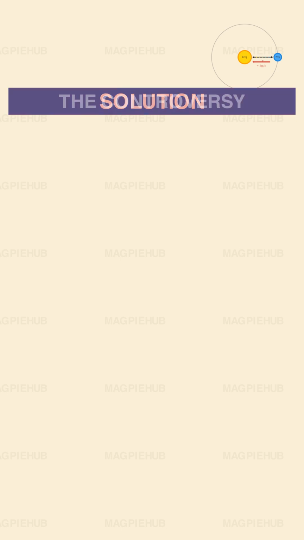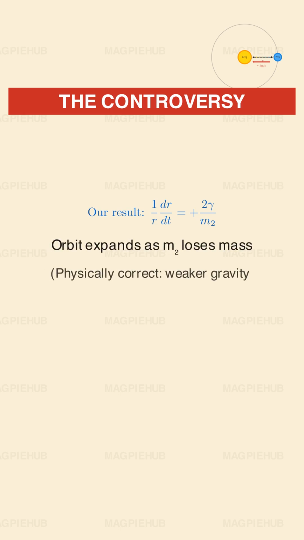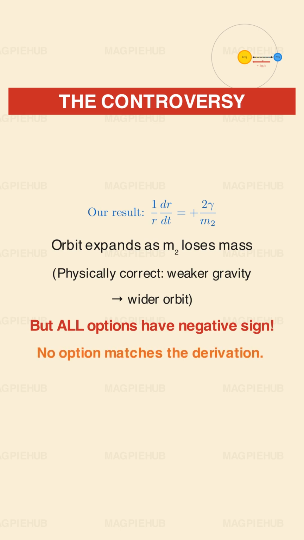Now here is the interesting part. Our calculation gives a positive value, plus 2 gamma over m2, meaning the orbit expands as m2 loses mass. This makes physical sense because as m2 becomes lighter, gravitational pull weakens and the orbit widens. However, all 4 options in the paper have a negative sign. This means none of the given options match the correct derivation.